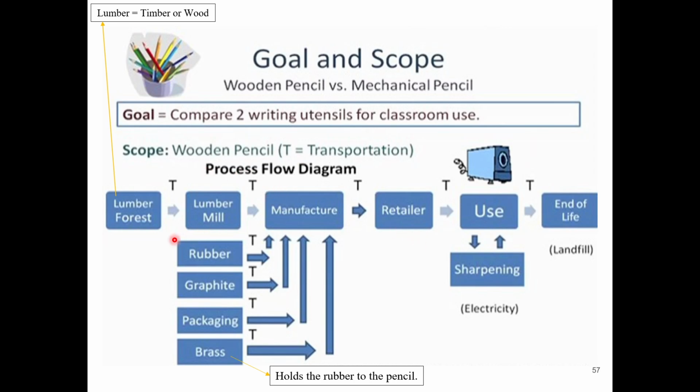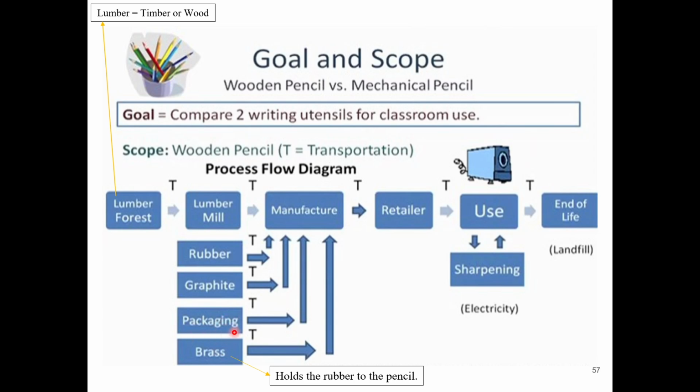So in the case of the wooden pencil, the first step is the lumber forest, because that is the place from where we will find the wood, or timber, for the pencil. Then we will go to the lumber mill, okay, to process that wood. Then we will go for manufacturing, which will use basically rubber, graphite, packaging and brass, okay. So rubber is basically for erasing, graphite is the portion by which we will be able to write, the black color area.